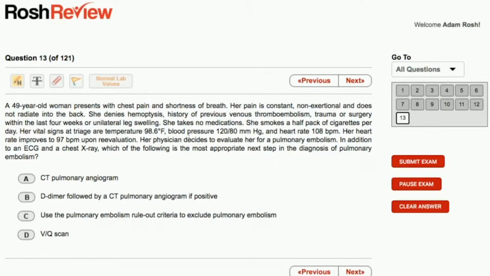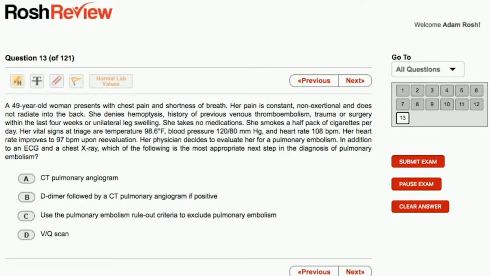So let's get started. We have a 49-year-old woman who presents with chest pain and shortness of breath. Her pain is constant, non-exertional, and does not radiate into the back. She denies hemoptysis, history of previous venous thromboembolism, trauma, or surgery within the last 4 weeks, or unilateral leg swelling. She takes no medications. She smokes a half a pack of cigarettes per day. Her vital signs at triage are temperature 98.6, blood pressure 120/80, and heart rate 108. Her heart rate improves to 97 upon reevaluation. Her physician decides to evaluate her for a pulmonary embolism.